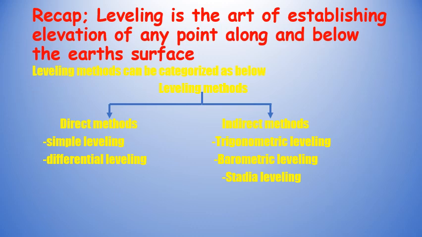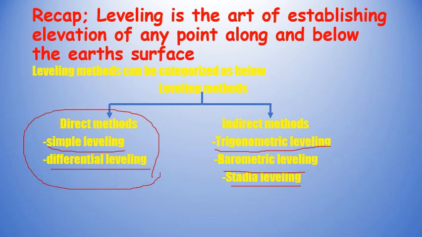And these methods are broken down as you can see here. We have the direct methods of leveling and also the indirect methods of leveling. Under direct methods of leveling, we have simple leveling, then you also have differential leveling. For indirect methods, we have trigonometric leveling, barometric leveling, and also the stadia approach of leveling. But for today, we are going to look at these two under direct methods of leveling. So these ones will be covered later, but here we are going to talk about the direct methods of leveling.